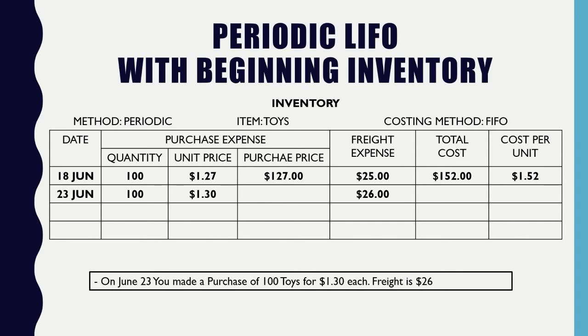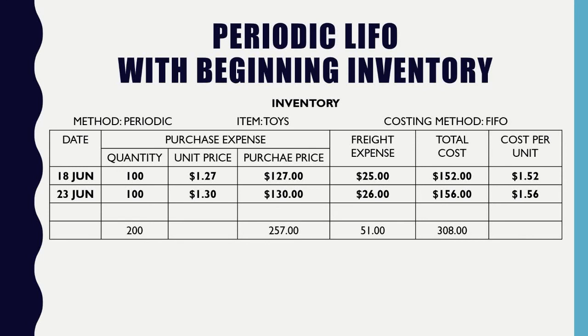And of course, you're going to do the same thing for the second batch of inventory until you finish up your accounting period. In this case, the end of my accounting period is the end of the month of June. So June 30th, you should have a total of 200 units purchased, for $257 with a freight of $51, giving you a grand total of $308 total cost.